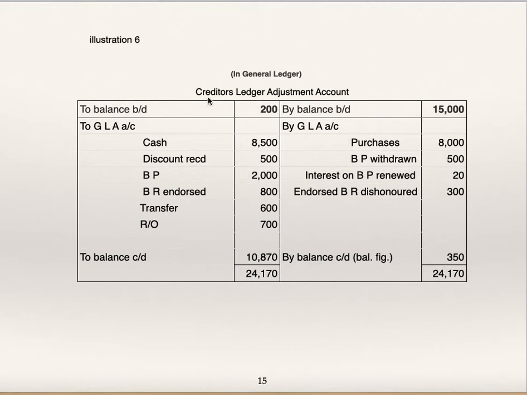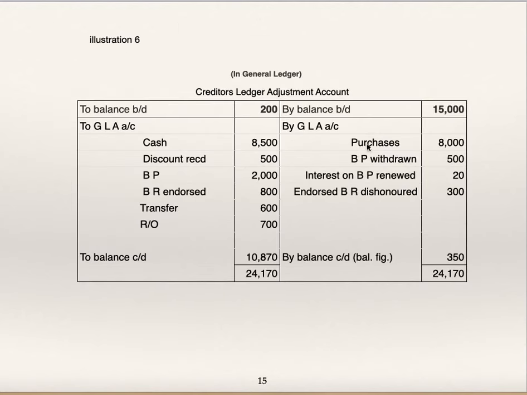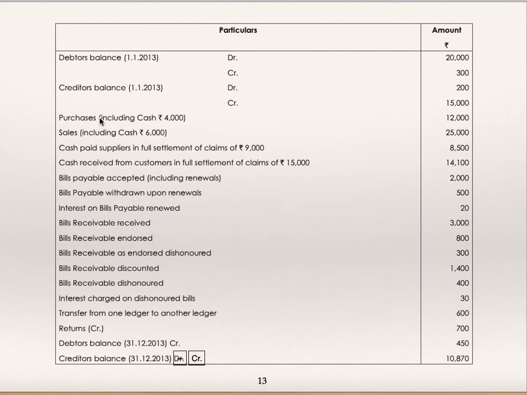In general ledger, creditors ledger adjustment account, this is the normal account. Purchases including cash purchases. Cash purchases are 4,000. So total purchases minus cash purchases will be credit purchases. See here, purchases, these are credit purchases. By general ledger adjustment account, below that purchases.